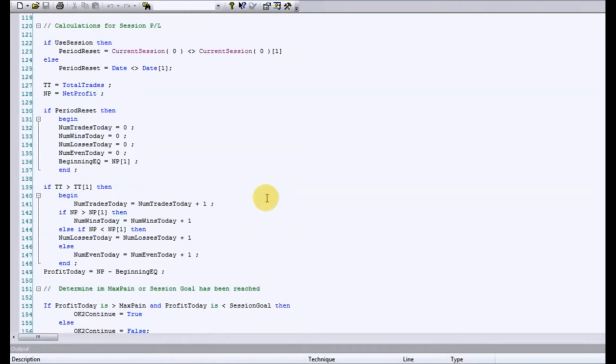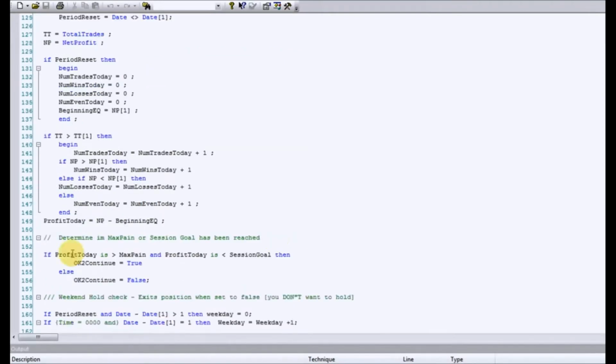Gotcha. So this basically calculates your profit for the day. And then it says, if the profit for today is greater than max pain, in other words, greater than the minus 500 in that example, so if you're at minus 450 and you're setting minus 500, it'll take that last trade. Now if that trade goes against you, then you're going to be over the 500 and it will shut down for that session. That's a safety feature, particularly if you're running something and you're off to work or you're sleeping or whatever. It'll shut itself down.